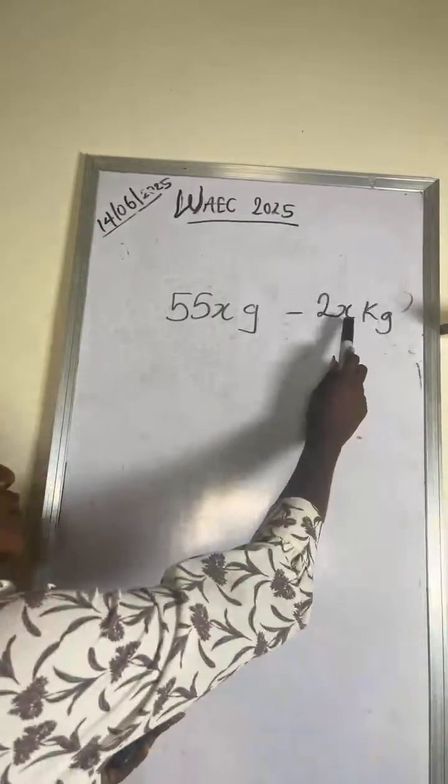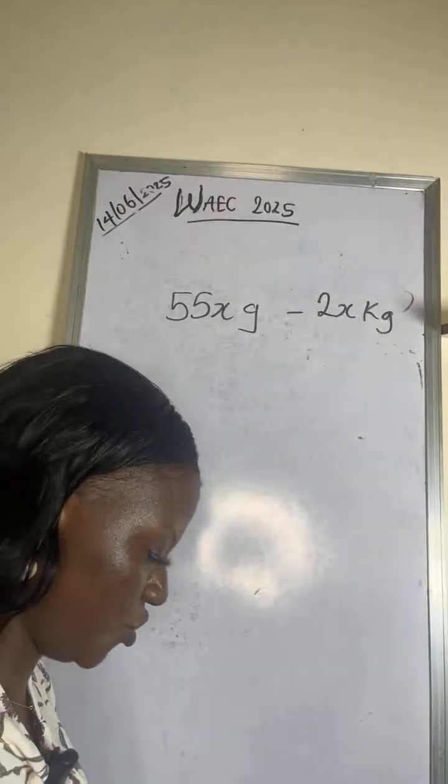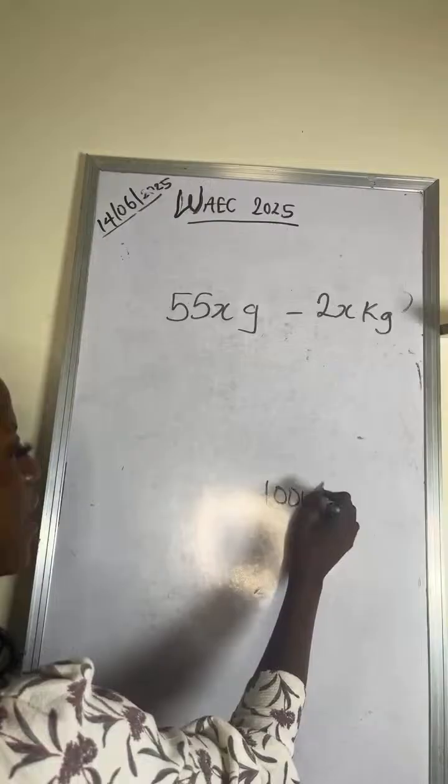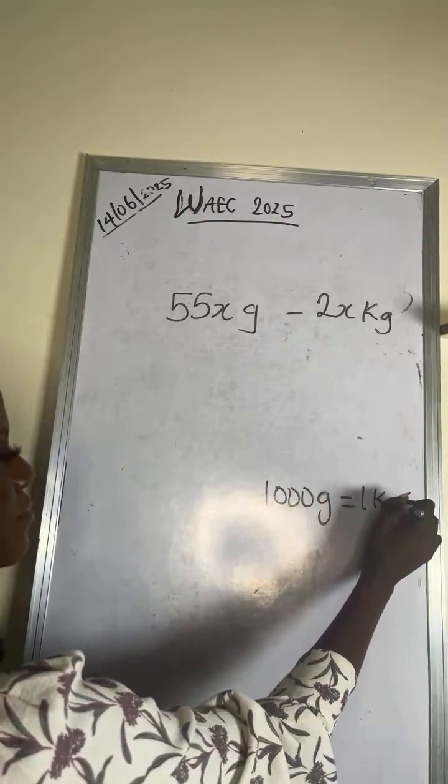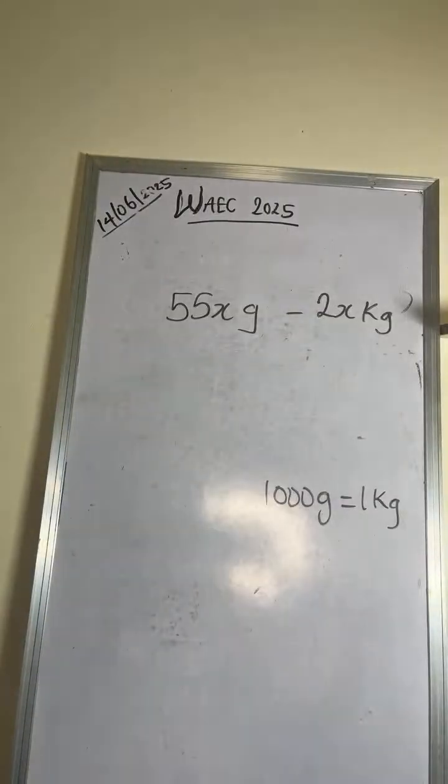So you convert this. Who can convert this x from kg to g? I know 1,000 grams equals 1 kilogram, right? I'm not seeing anybody answering this. Where's our Miriam? Okay, I'm seeing some answers here. Do we have that option?